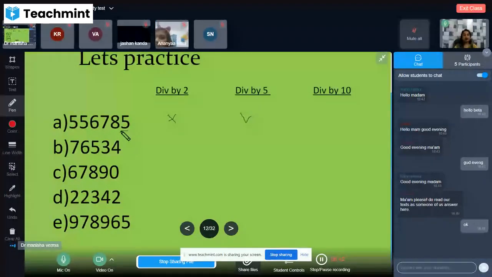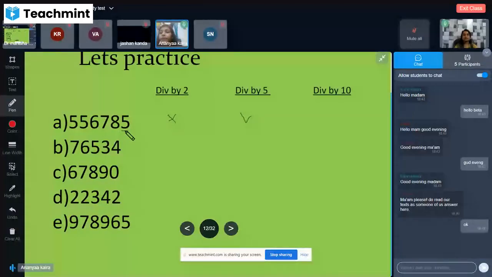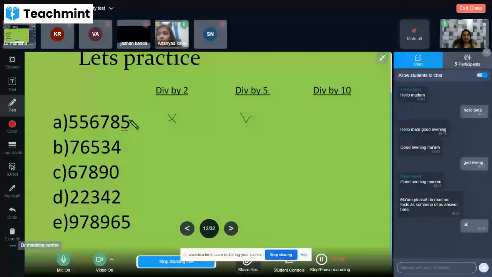Who will tell? Ananya, you tell me. Why is this not divisible by 10? Because ma'am, for divisibility by 10 there should be only 0 at the ones place, the last digit should be 0. So this is not divisible by 10.